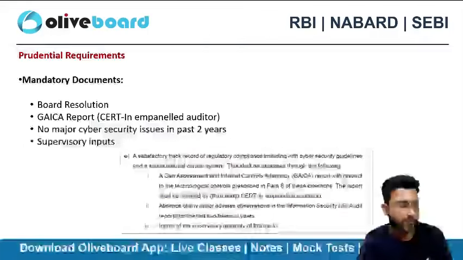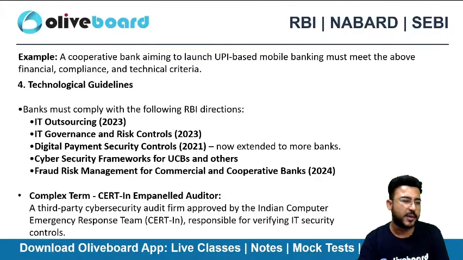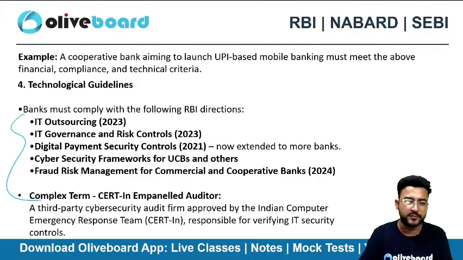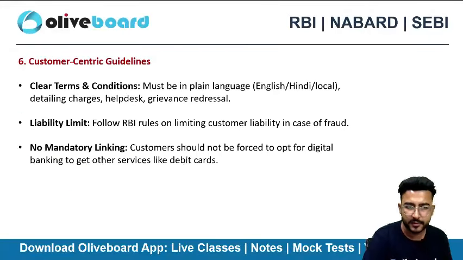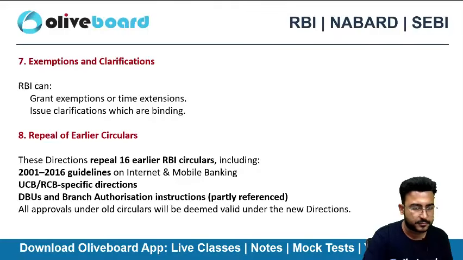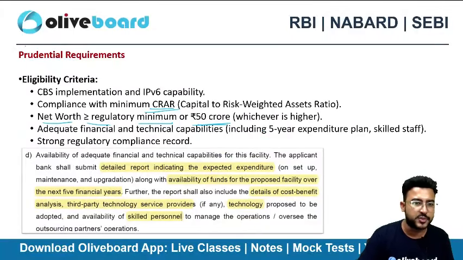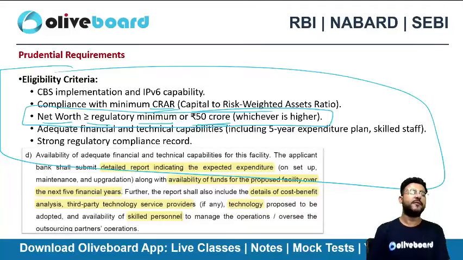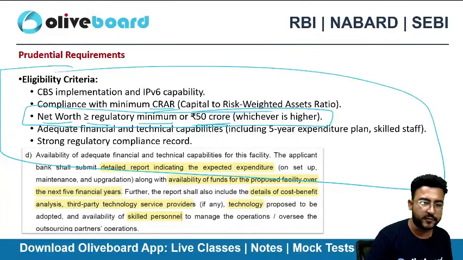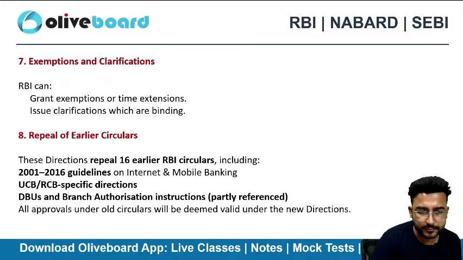So these are a few things you can remember here. Then you need to comply with many IT regulations, since most of the channels are IT related, maybe mobile banking, maybe internet banking. What major thing you need to remember is, for a transaction facility, the net worth requirement is the regulatory minimum or 50 crore, whichever is higher. So 50 crore is the keyword here.